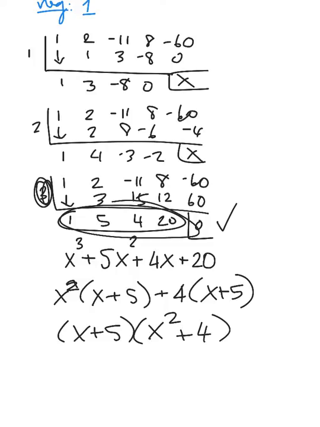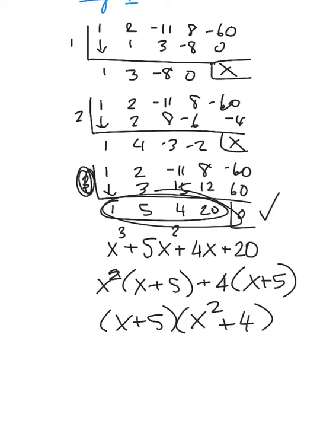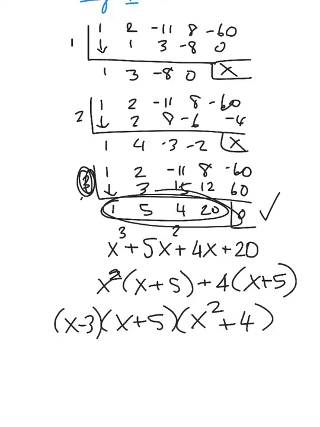All right, so my polynomial right now is going to be x minus 3 from that root times x plus 5 times x squared plus 4. I'm going to set that equal to 0. So then here are my zeros. So x is equal to 3, negative 5, and this, if I set that equal to 0, will get me plus or minus 2i.